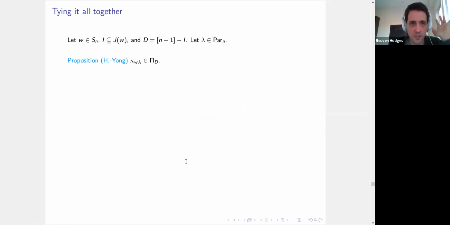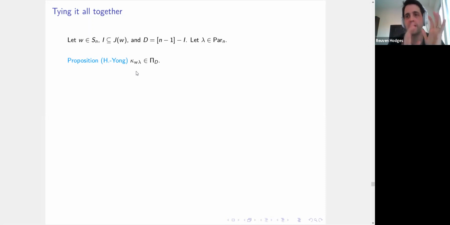And so what's the point? Here's the point. This is the thing that ties everything together. Now you take some W inside of S_n, so a permutation that is indexing a Schubert variety, and you take some subset I inside of the left descent set, and then I'm going to define D to just be the complement of I. Okay, so this is the data we're starting with, and let lambda just be some partition.